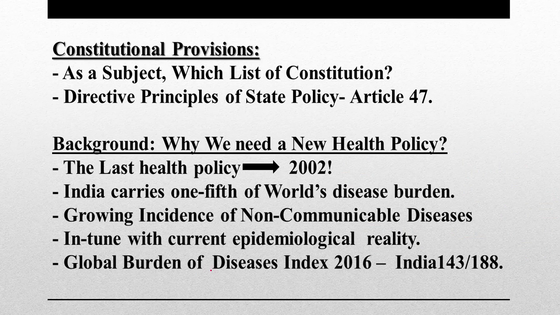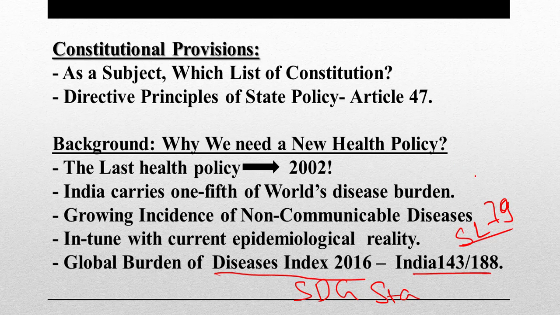Moving to the last point in this slide, that is the Global Burden of Disease Index, which is a report on the Sustainable Development Goals status of India. It shows that India has got 143 rank out of 188 countries in total, which is a shameful thing for a country like India. Why shameful? Because we are behind neighboring countries like Sri Lanka, which has got a rank of 79, and Syria, which is a war-torn country for the last 5 years, that too is ahead of India with a rank of 117.